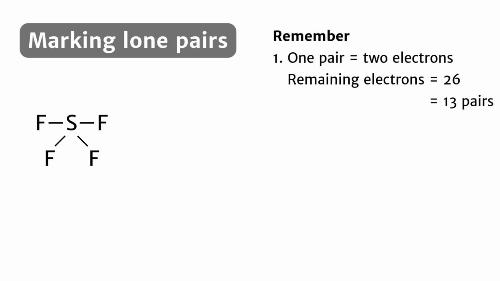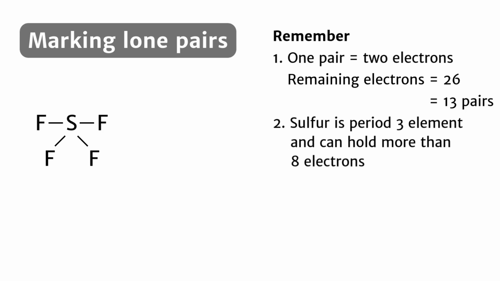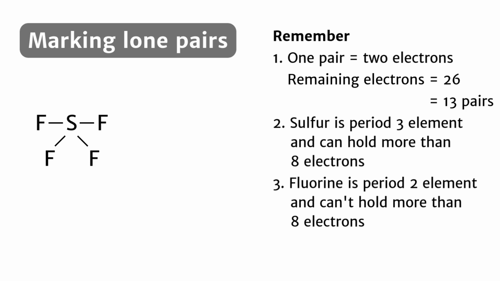It's important to remember that sulfur is a period 3 element and can hold more than 8 electrons in its valence shell. In contrast, fluorine, which is a period 2 element, cannot accommodate more than 8 electrons in its valence shell. Another important point to keep in mind is that lone pairs should be marked first on the outer atoms, followed by the central atom.